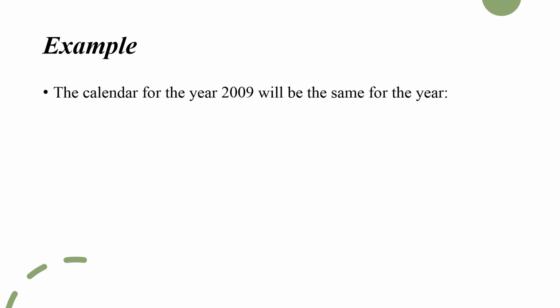The problem asks you to find for which year the calendar for the year 2009 will be the same. For this problem you have to count the number of odd days from the year 2009 onwards to get a sum equal to 0 odd days. For the year 2009 you have one odd day. For the year 2010 also you have one odd day. 2011 has one odd day and 2012 has two odd days because it is a leap year.